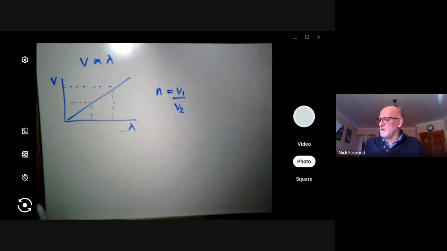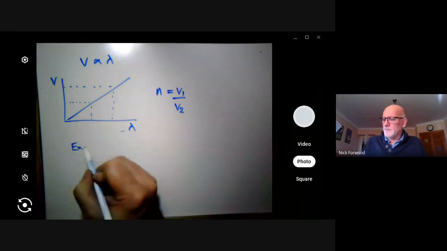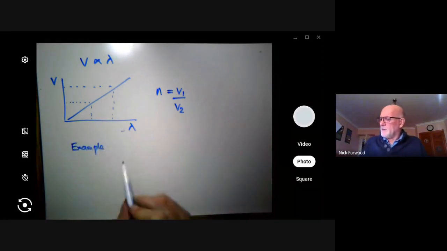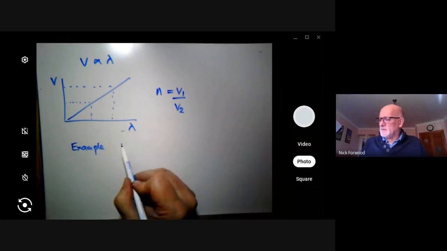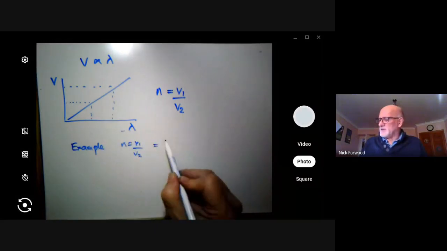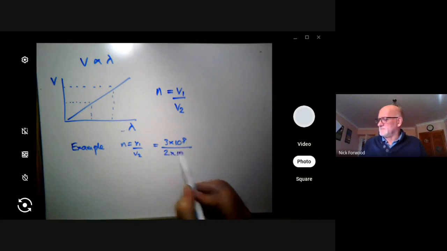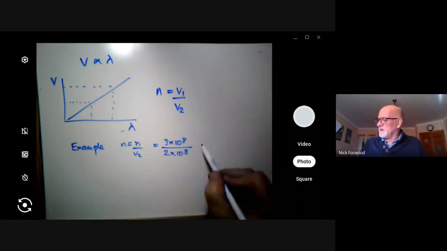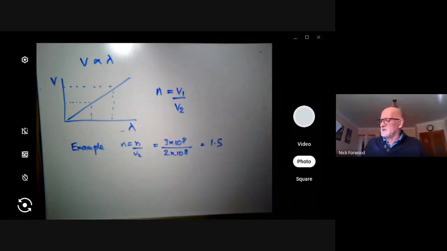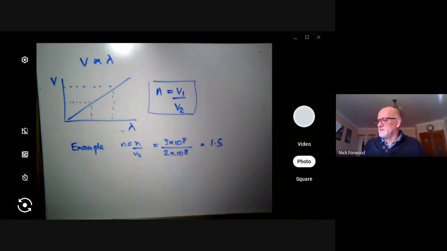Now we know that already because we did that in the very first lesson. So as an example, n equals V1 over V2, with 3 times 10 to the power of 8 in air, and 2 times 10 to the power of 8 in glass, and that is equal to 1.5. So there's a use of that formula that we've seen.